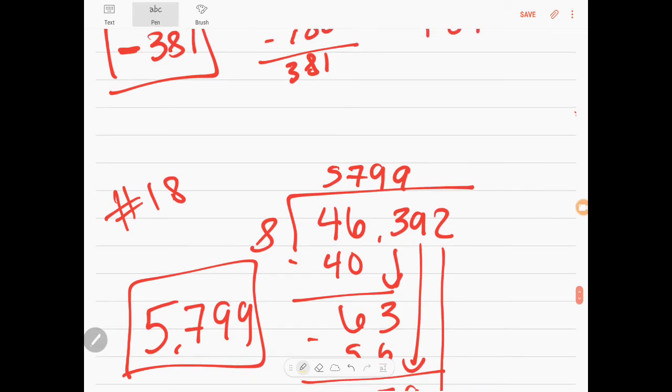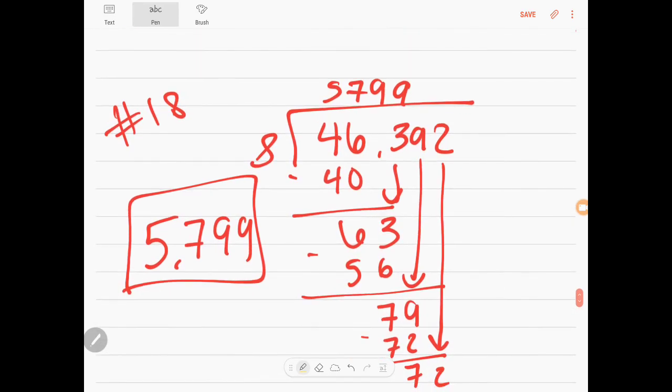Number 18. Oh, for number 18, this is what I want. If you can, the first 10 students that tell me their favorite movie, I will let you use notes on your test. So for this, it's just a simple division problem. We are going to divide 46,902 divided by 8. When we do all of that, the answer is 5,799.